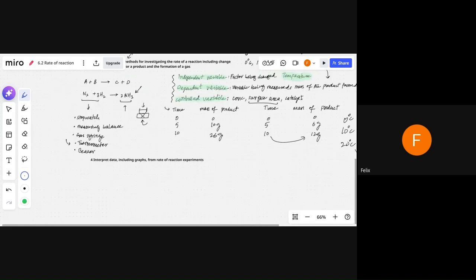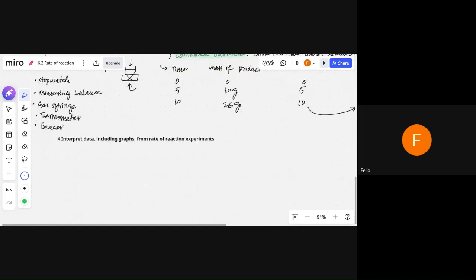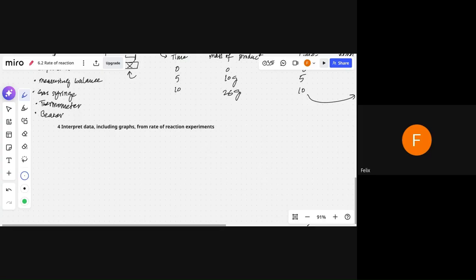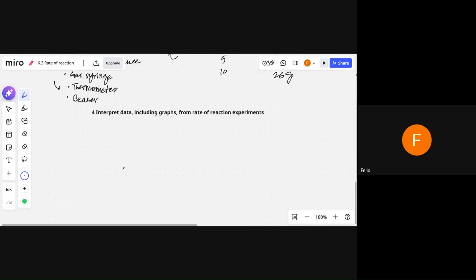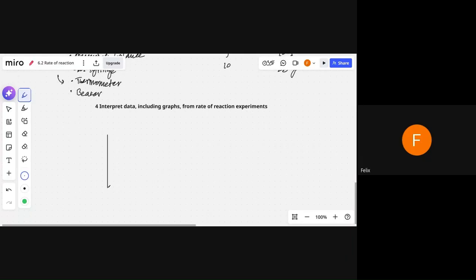Now, interpret data, including graphs, from the rate of reaction experiments. Okay, so usually the rate-time graph looks something like this. Let me just draw it here. On this axis, we plot time, and we use seconds as a unit, right? And on this axis, we use mass of the product formed.